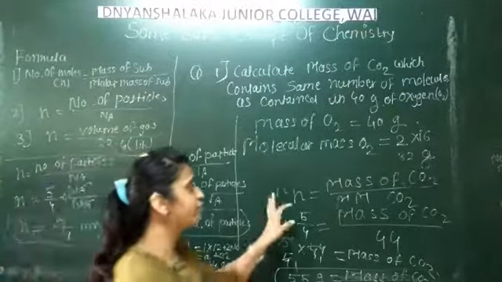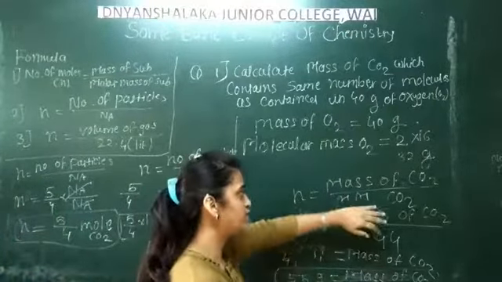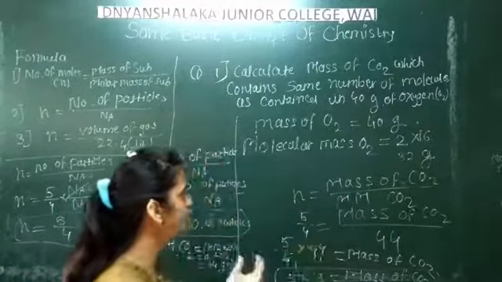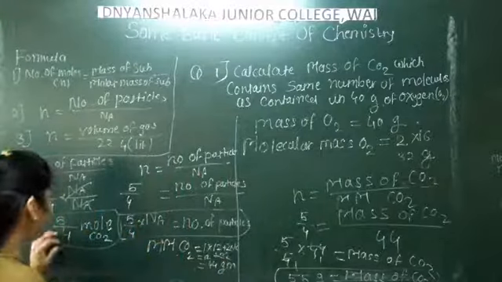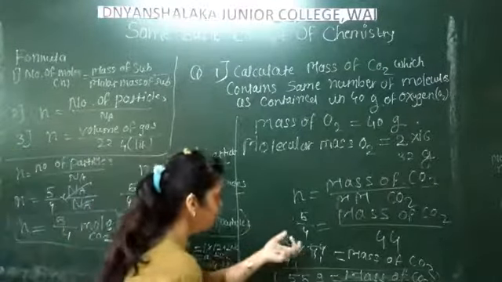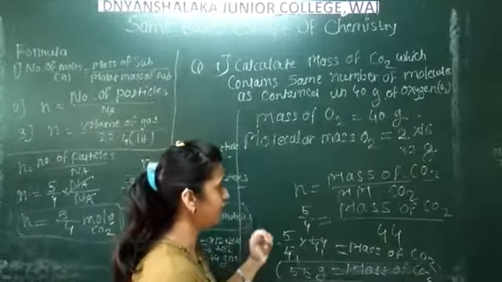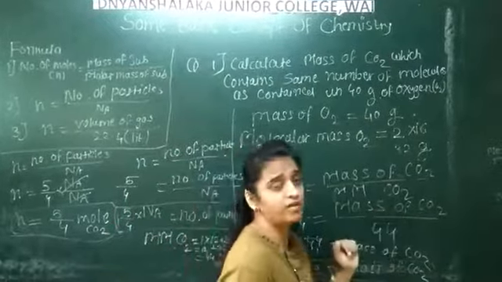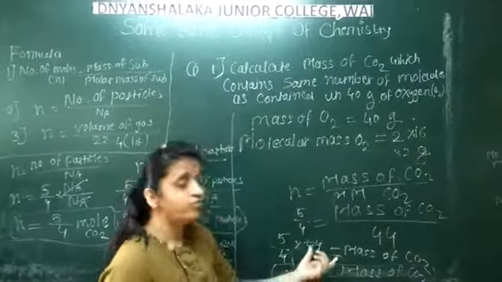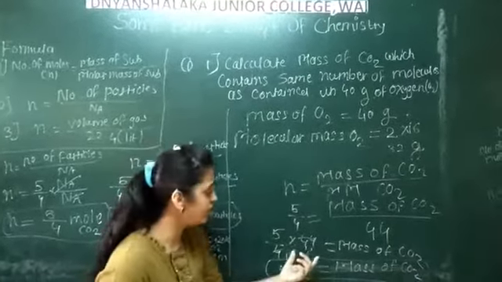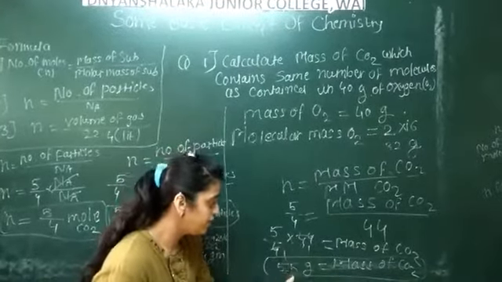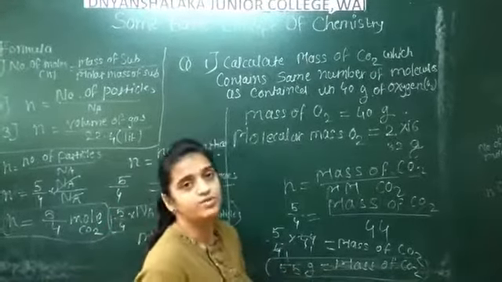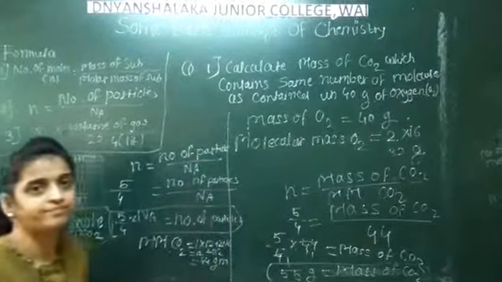Then again we use the first formula, mass of carbon dioxide upon molar mass of carbon dioxide. In the last step we calculated 5 upon 4 moles of carbon dioxide. So we have to find the mass of carbon dioxide. On rearranging the equation we get 55 gram of mass of carbon dioxide.